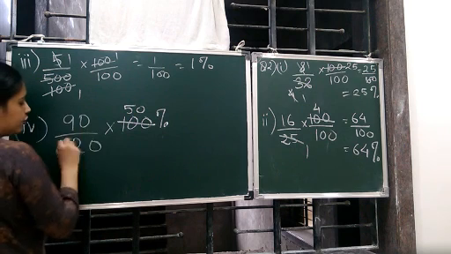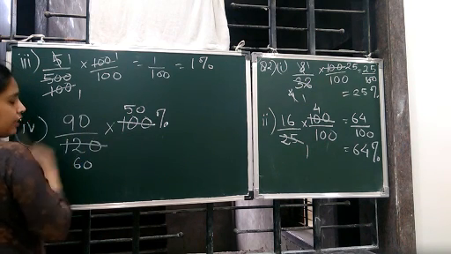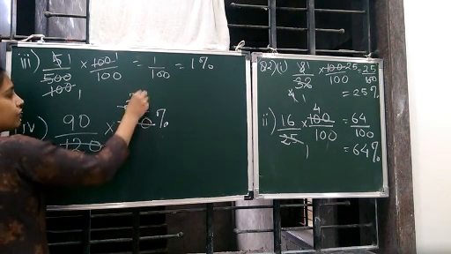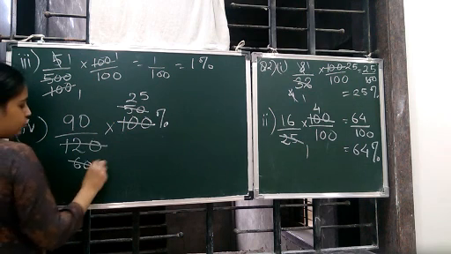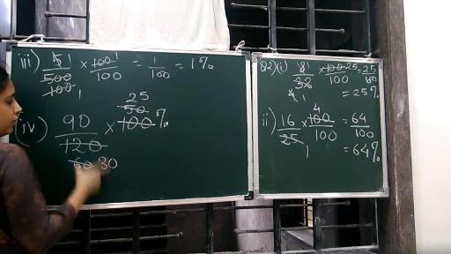Two 50s are 100, two 60s are. Okay. Once again, two 25s are 50. Now 3 into 90.